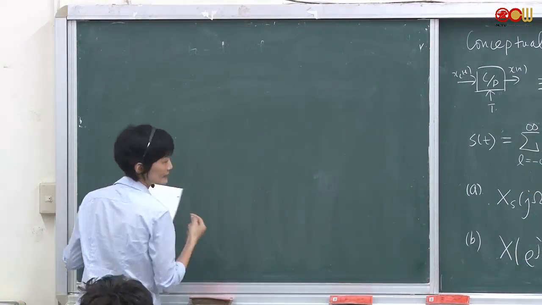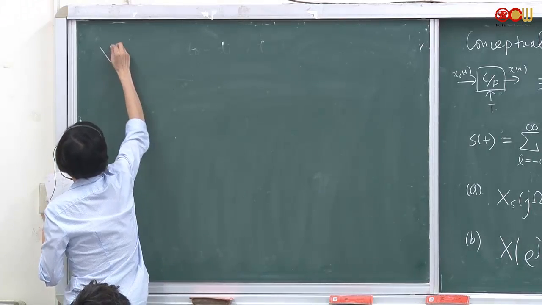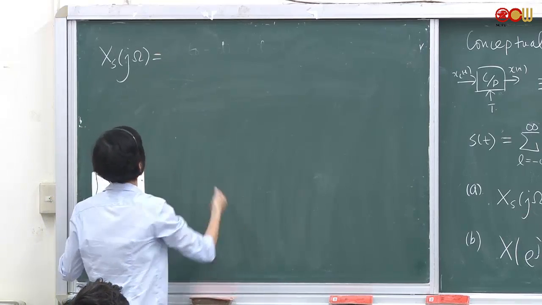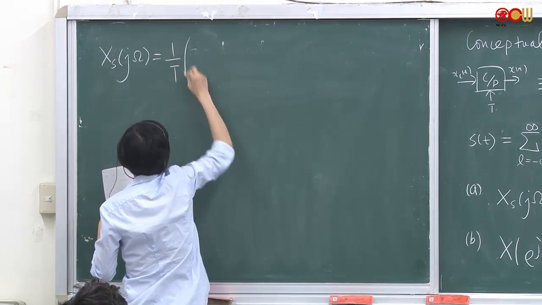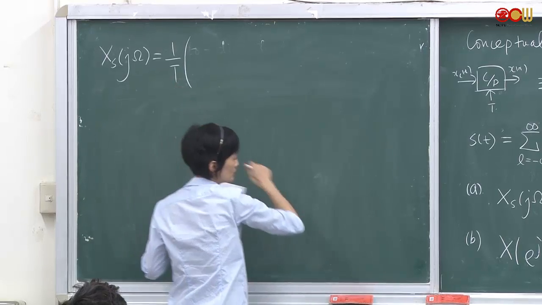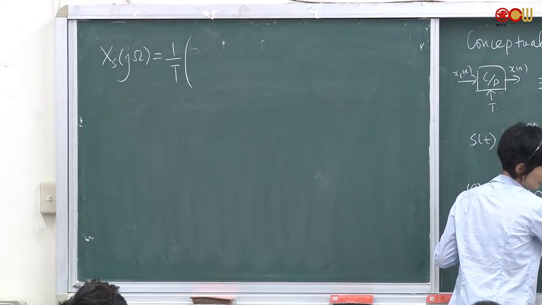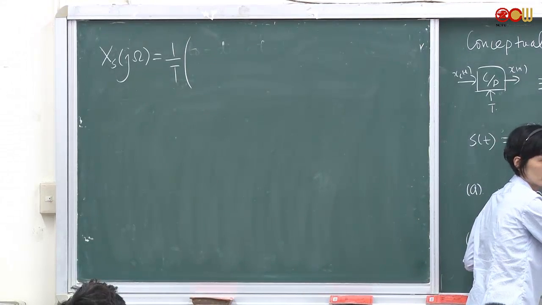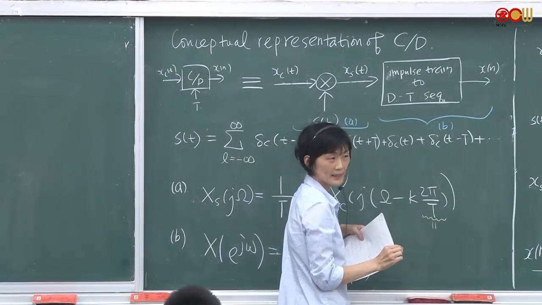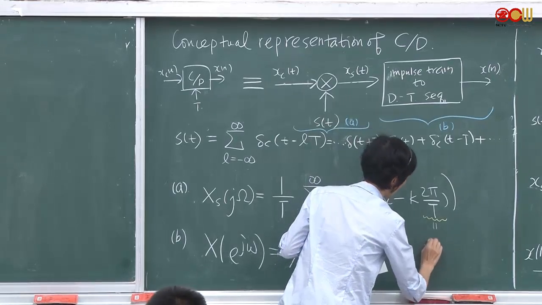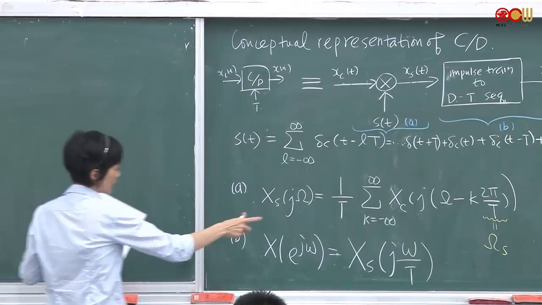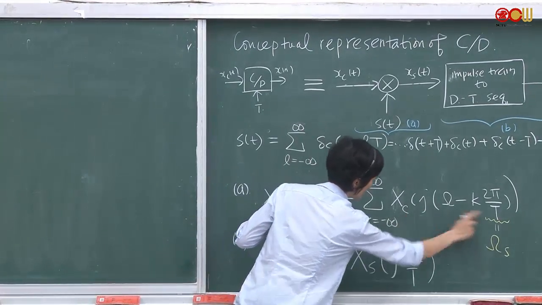So let's look at X_s. How are X_s and X_c related? Well, if we write it out, this is what happened. Let's write out all the terms together. This 1 over T is just a scaling, so let's forget it just now. Let's look at the summation. This summation has infinitely many terms, and remember 2π over T is what we call the sampling frequency, that's ω_s. For each k, we have a term here.